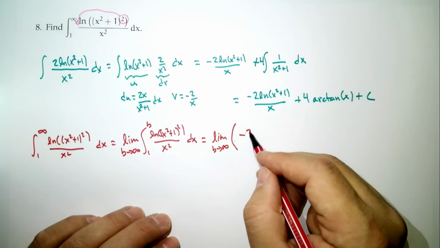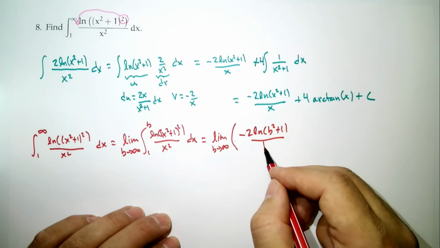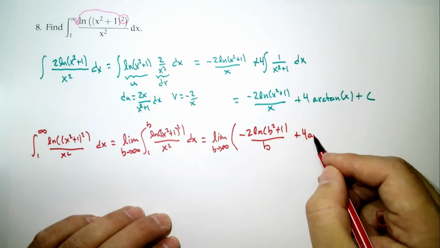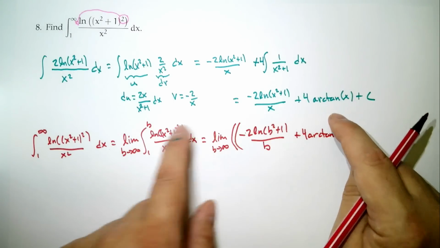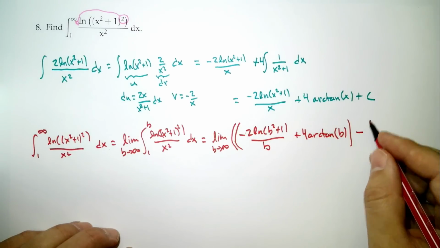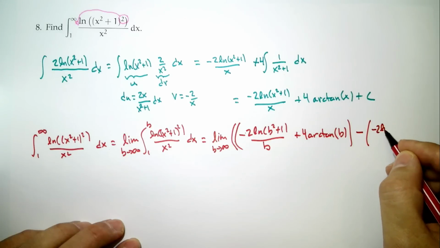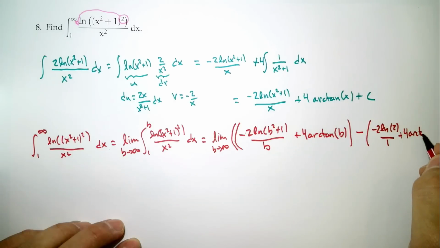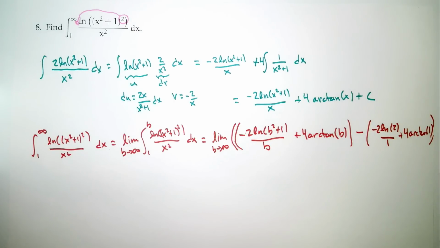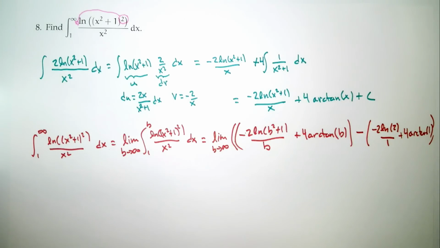So it would be minus 2 natural log b squared plus 1 over b plus 4 arctangent of b. So you evaluate the antiderivative at the top bound, then you subtract. Now you evaluate it at the lower bound. Lower bound here is 1. So minus 2 natural log of 2 over 1 plus 4 arctangent of 1. Okay. I should have put in one more step in the middle, which is you take the antiderivative and evaluate from 1 to b. But this is what you'll get.